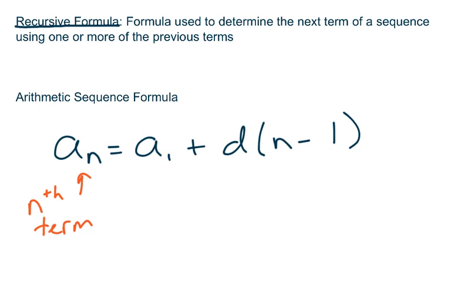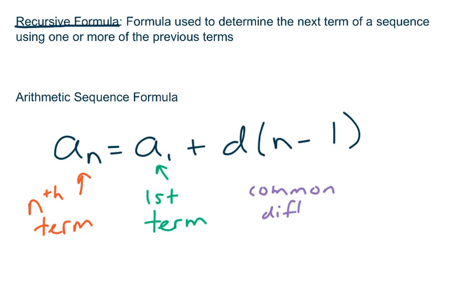It could be the 5th term, it could be the 12th term, it could be the 100th term, it could be the 41st term. We don't know. So the a sub n represents the nth term. A sub 1, like we said earlier, that represents the first term. Okay, that's the first term. D represents the common difference.